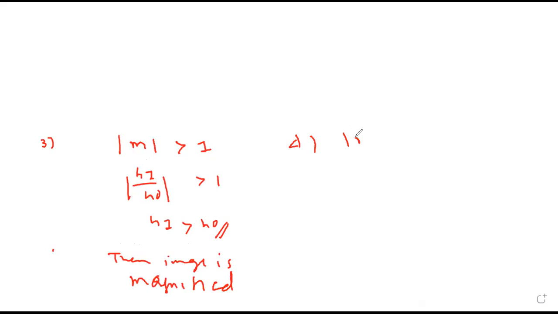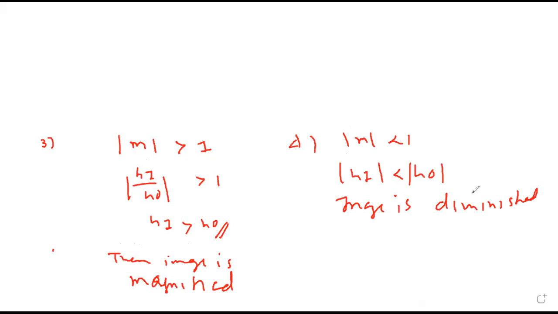Fourth, if magnitude is less than 1, then height of image will be less than height of object. So the image is diminished. Example: if M is equal to -3, what is the nature of image?